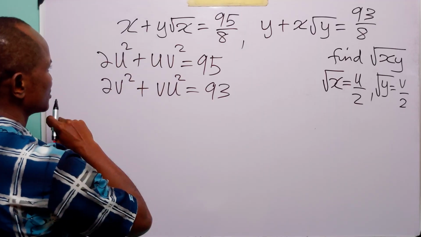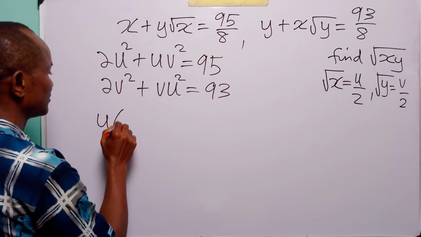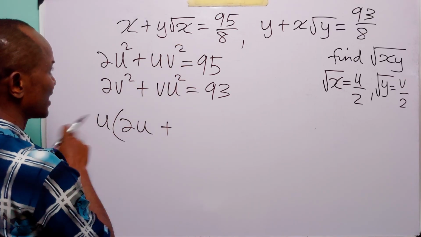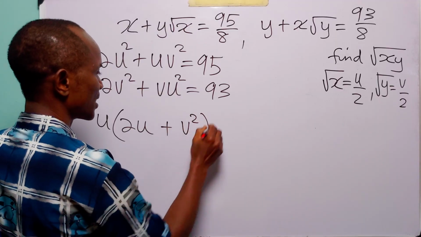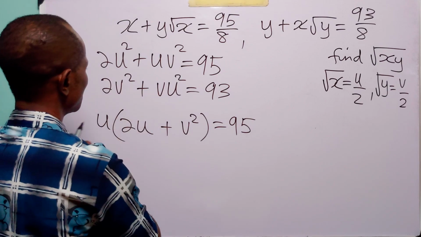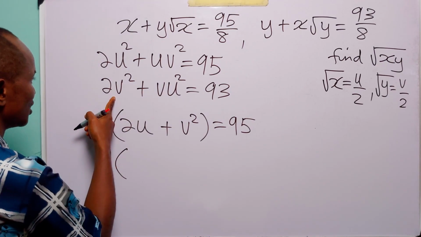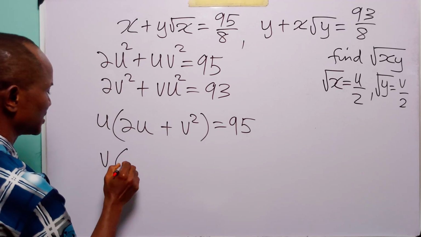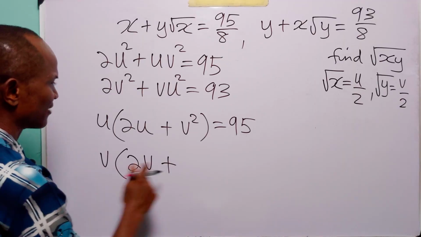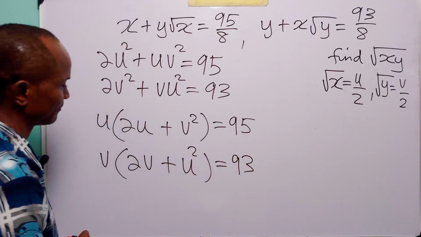When you look at this first equation, you will see a common factor, which is u. So we have u into 2u plus uv squared divided by u is v squared, and this is equal to 95. When you look at the second equation, you'll see a common factor, which is v. So we have v into 2v squared divided by v is 2v plus vu squared divided by v is u squared, and this is equal to 93.